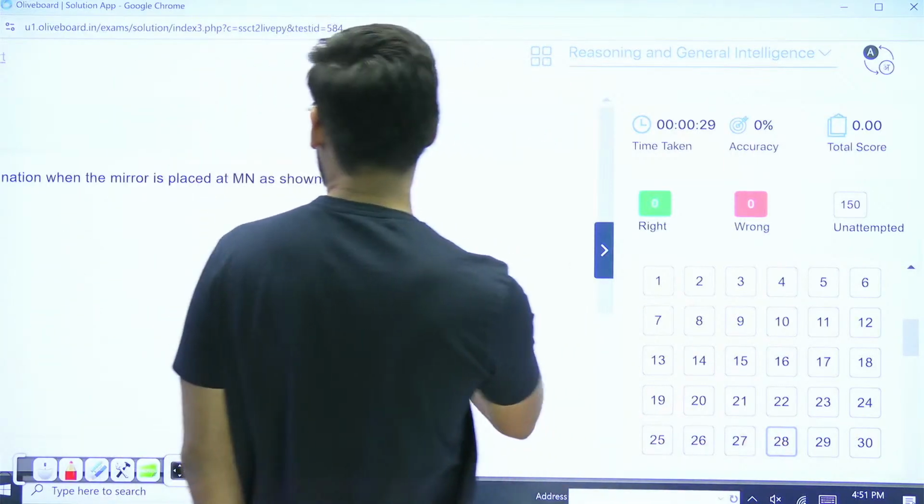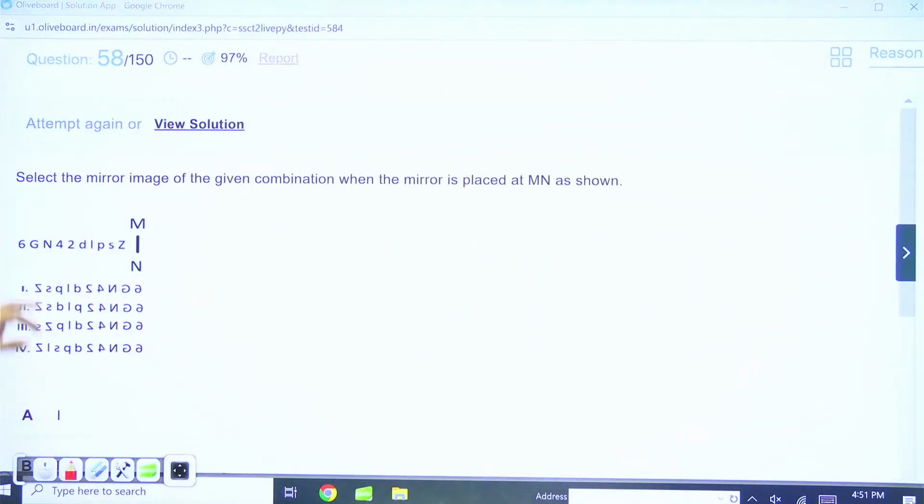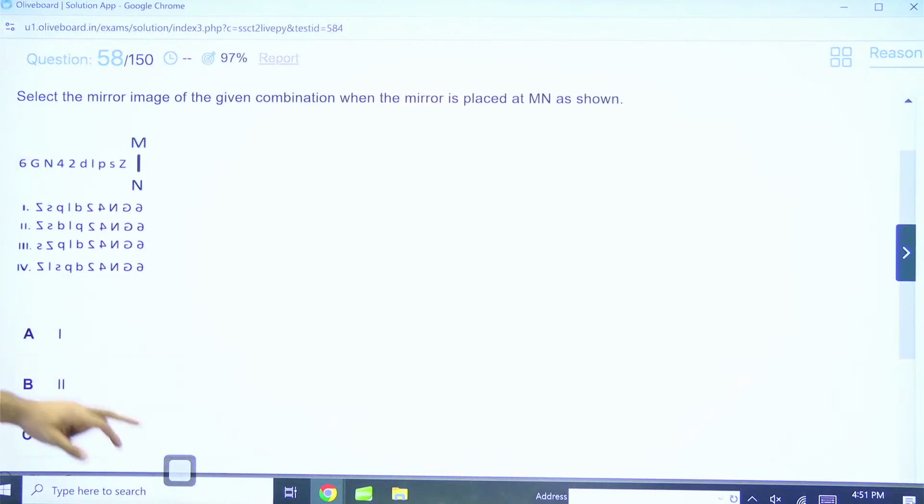28th question. Now we need to find the mirror image of this question.